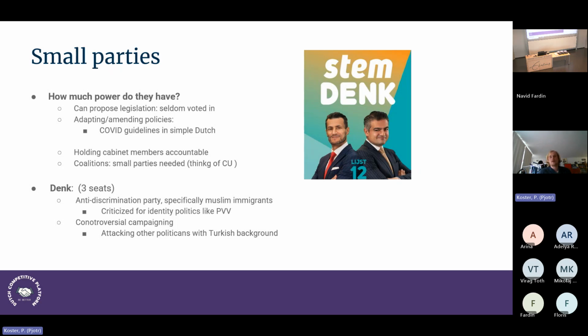However, this is not without controversy. And the reason I want to talk about this is because small parties can be good, small parties can be bad. But one of the things that happens with small parties is they need to grab attention to become big and to be able to get seats. And one of the ways they were doing that is through controversial campaigning with videos that they made.